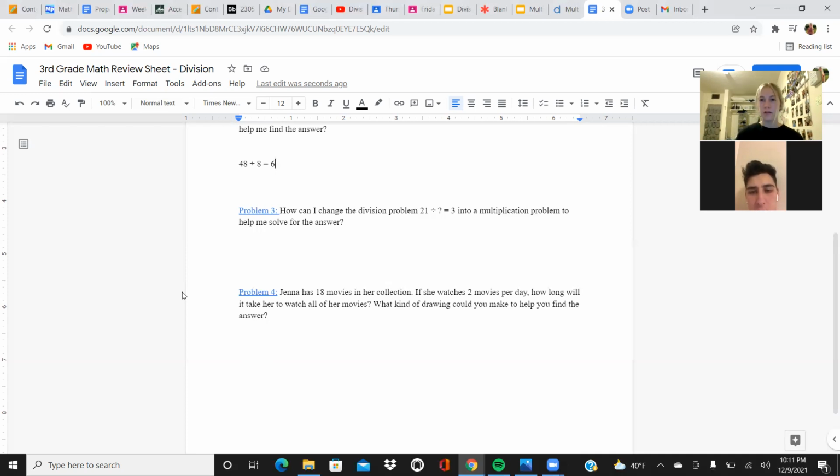So let's look at the number 21. What do you think the number 21 could be in a multiplication problem? The answer? Yeah, number 21 could be the answer. So I'm going to put blank times blank is going to equal 21. Okay, so we don't know another number, but what's the other number in that division problem that could be multiplied by another number to equal 21? 3. Yeah, so I'm going to put 3 right here.